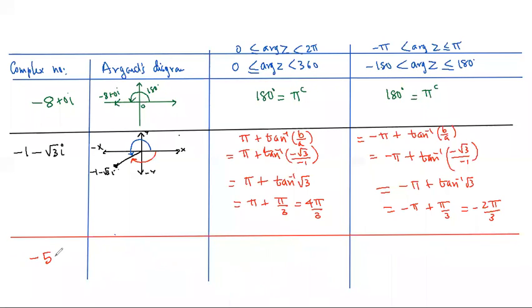Then minus 5i. Do it yourself. Minus 5i. First one, it's 270 degrees, and this will be -90. So if it is on the axis, we don't have to use any formula. Just look at it and say the answer.